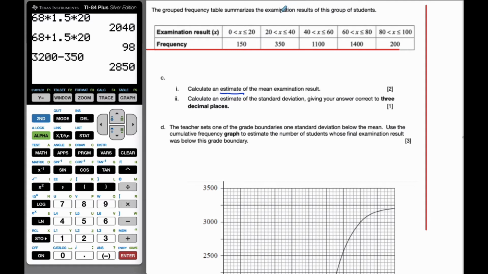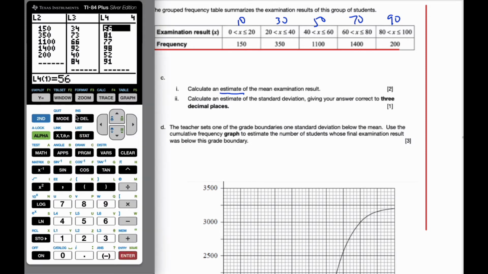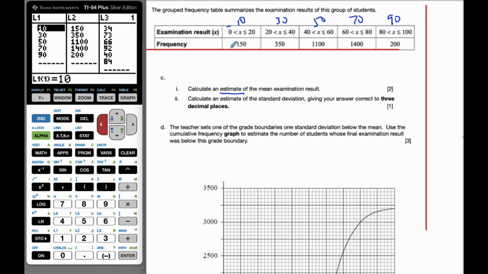And so because of that reason, we just take the mid value. We take 10, and we take 30, and 50, and 70, and 90. And we go to our calculator, we put it into our calculator, and I put it into L1 already. And then our frequency list, so basically we're going to say there's 150 10s and 350 30s, and so on and so forth, even though it could be a different range of values, which we're pretty sure it's not 10, but that's why it says estimate.